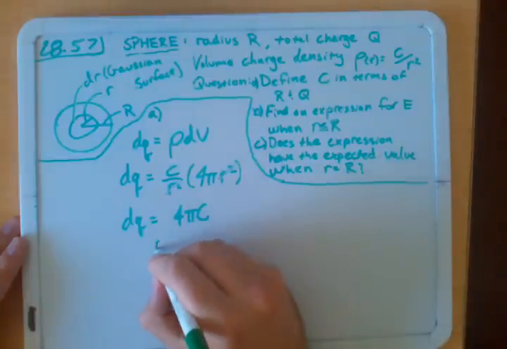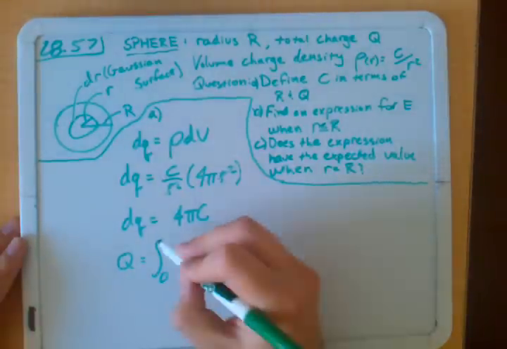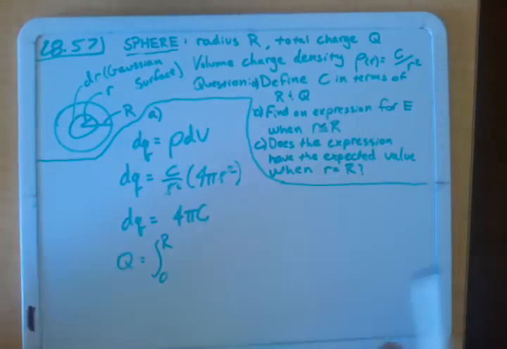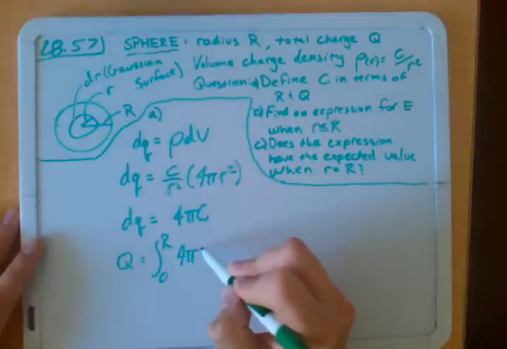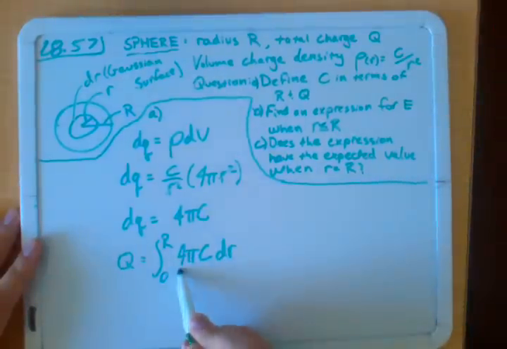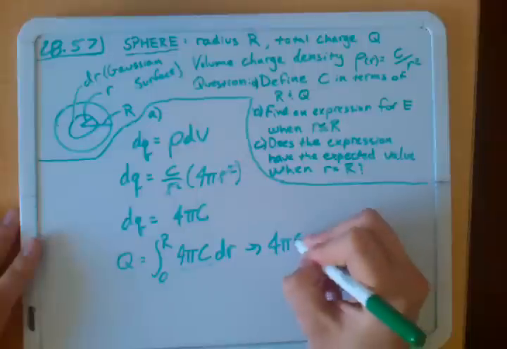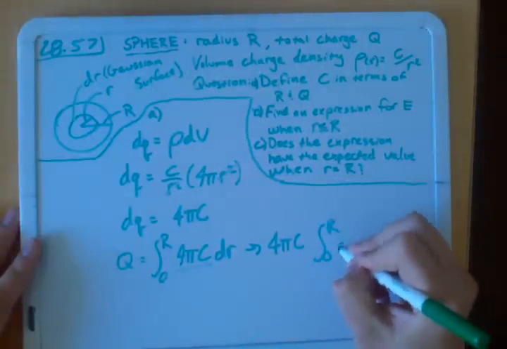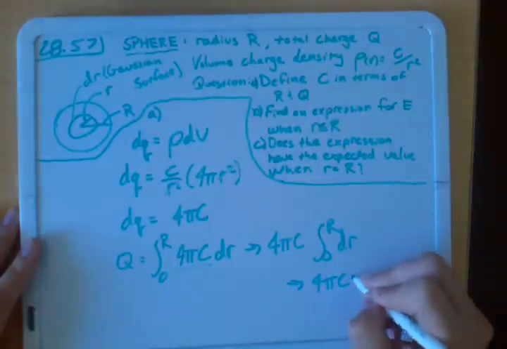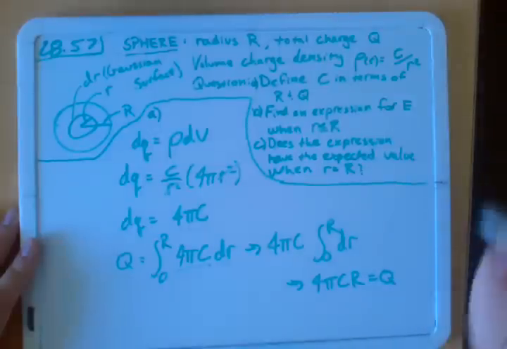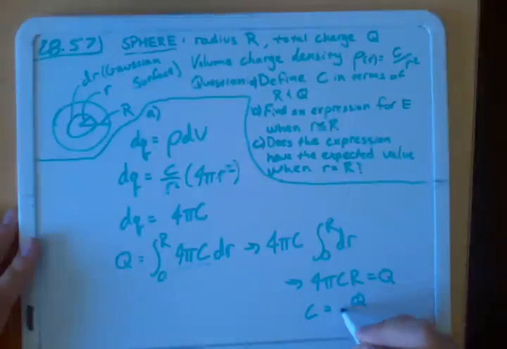So now we're going to integrate from 0 to R to get Q. So that's going to be from 0 to big R because it's asking for the entire radius at any point. So we're going to go 4 pi C dr. And the 4 pi C is a constant, so we're going to pull that out. So it's going to be 4 pi C integral from 0 to R of dr, which then in turn just equals R. So it's going to become 4 pi C R equals Q. And to define C in terms of R and Q, we just divide. So C equals Q over 4 pi R.